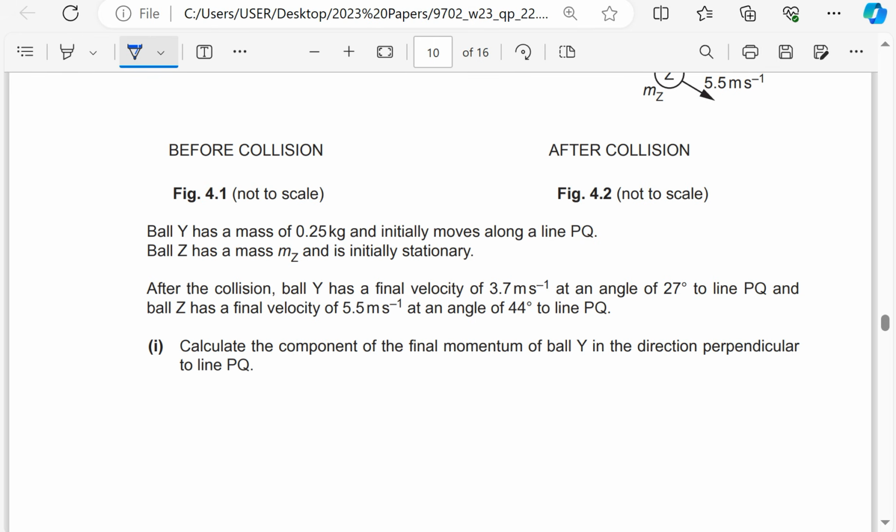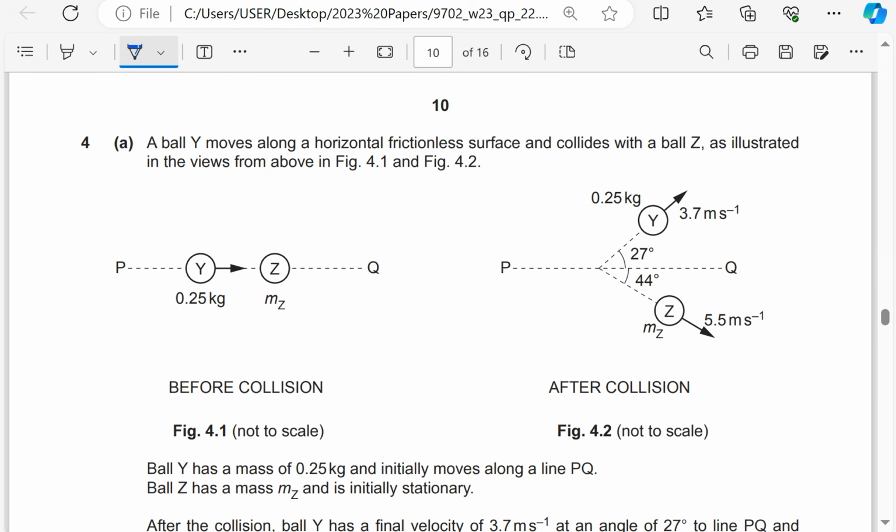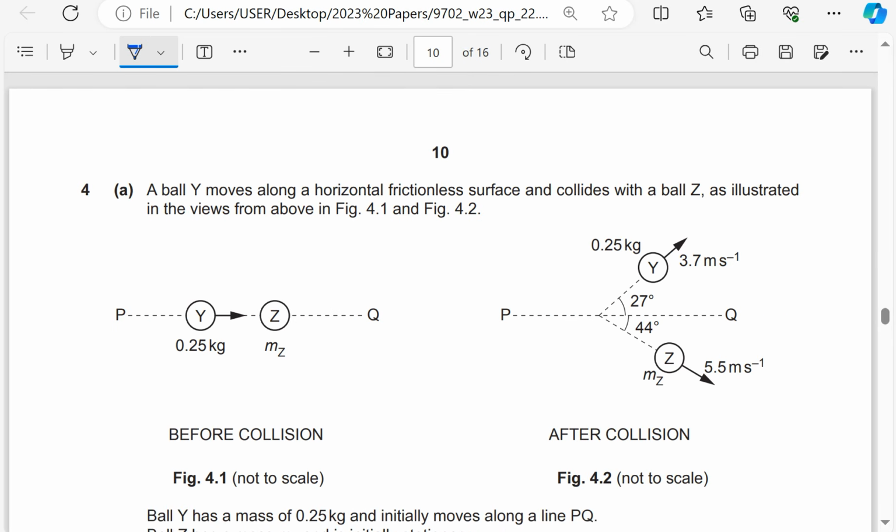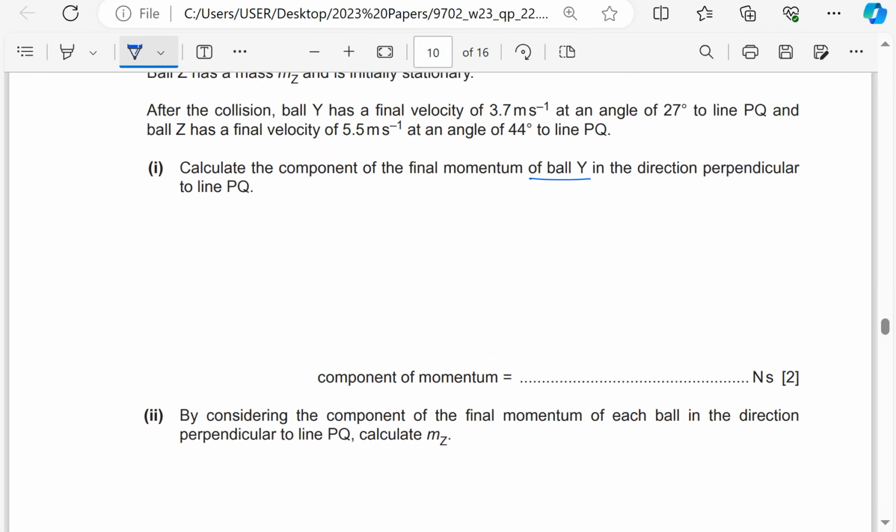I'll just go to the question. Calculate the component of the final momentum of the ball in the perpendicular direction to line PQ. So line PQ is in the horizontal. We want ball Y perpendicular to PQ, so we need the vertical component here of ball Y. We need that component, so we shall resolve the speed of 3.7 to the vertical, and that will become 3.7 sine of 27 when I resolve in the vertical.